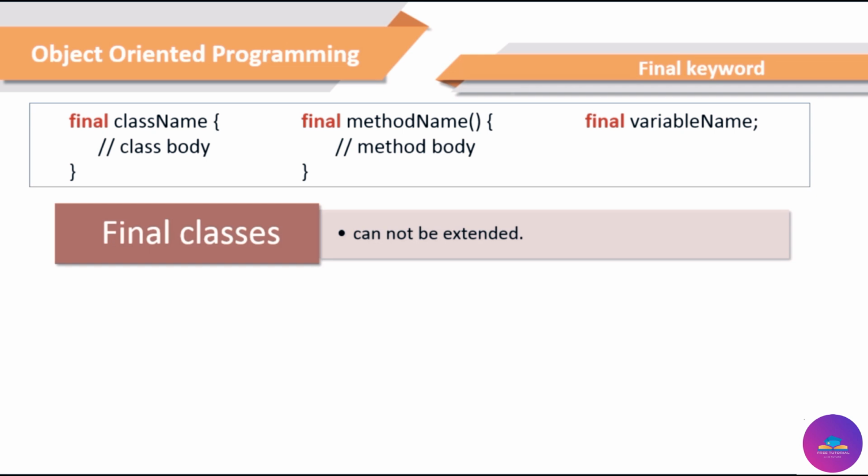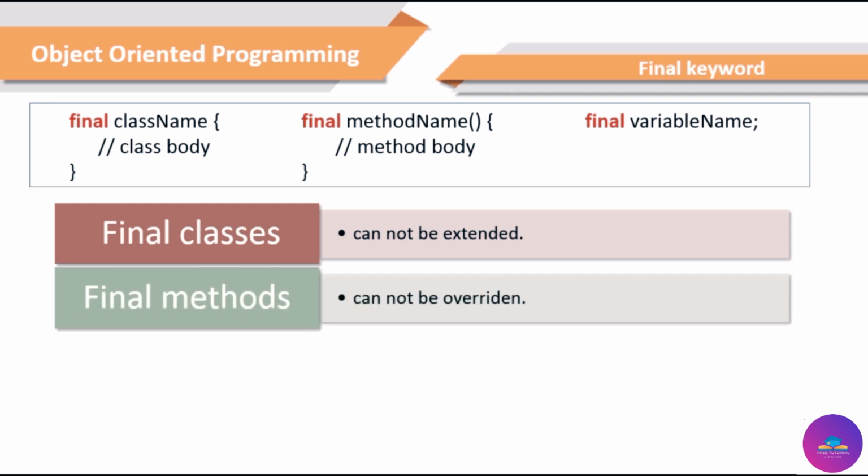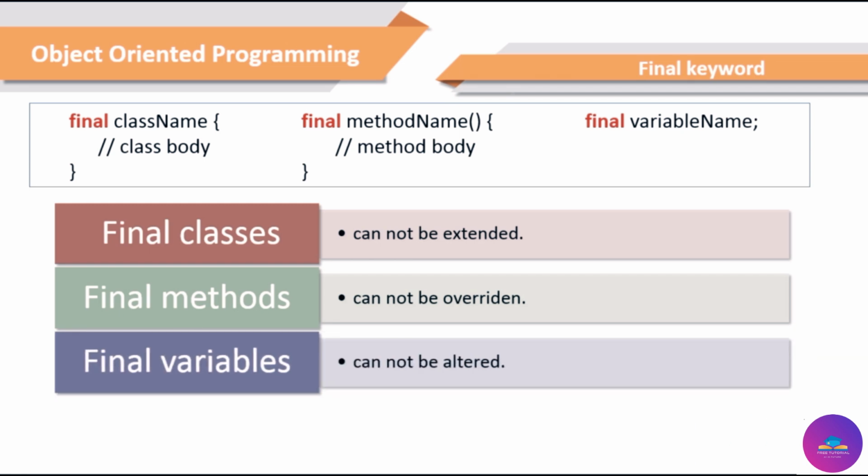Java core libraries have many final classes. Final methods cannot be overridden. So when we design a superclass and we want to make sure that a method in this class won't be overridden, we'll make this method final. Final variables cannot be altered. So we can initialize a final variable, but we cannot reassign a new value. So final variables are used to create constant variables.